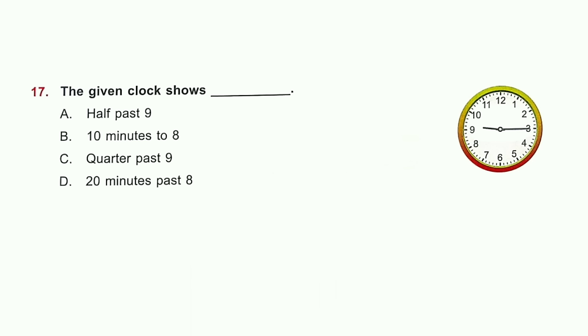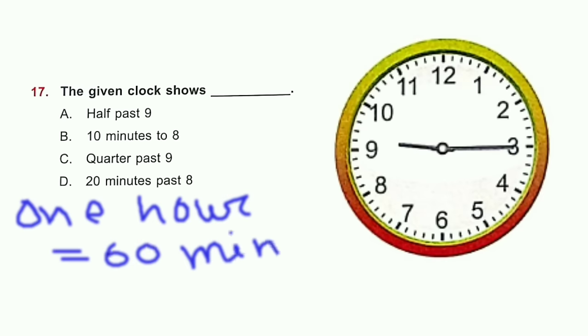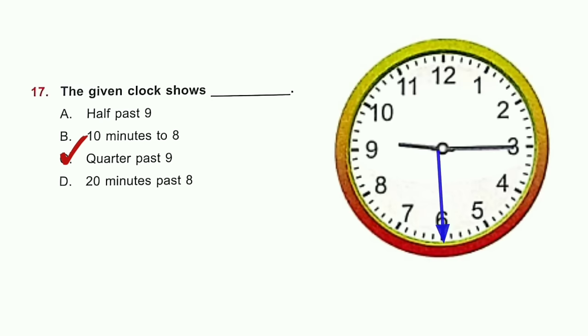Question number 17. The given clock shows dash. In this question, hour hand is at 9 and minute hand is at 3. 3 means 15 small divisions, which is 15 minutes. When minute hand is in between 12 and 6 and right side of the clock, we say past. So it is 15 minutes past 9. Also, 1 hour equal to 60 minutes. 1/4 of 60 minutes equal to 15 minutes. 1/4 means quarter. So the time is 9:15.